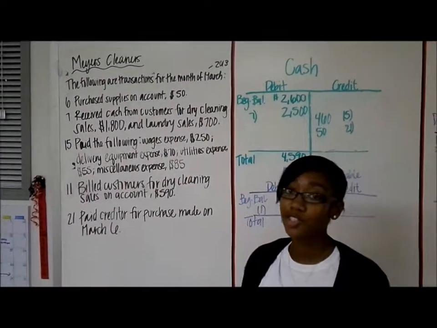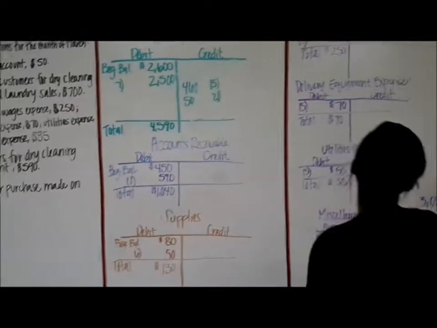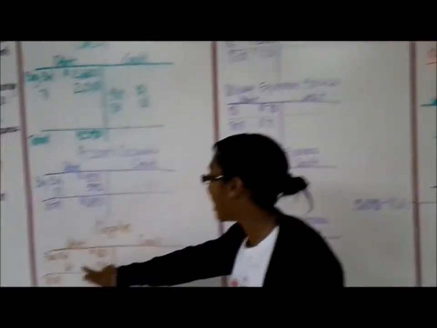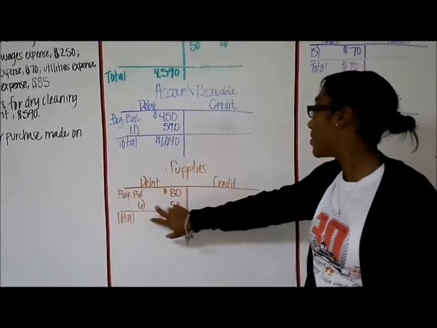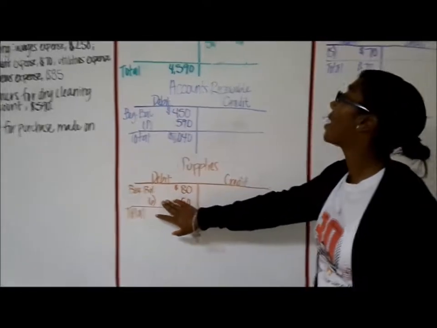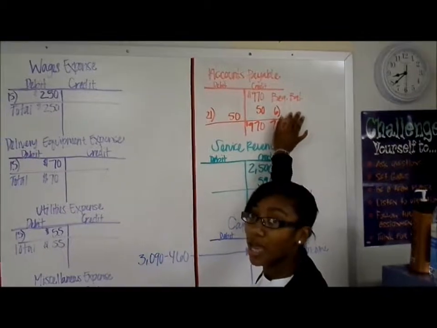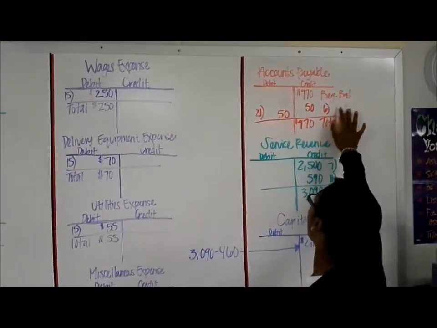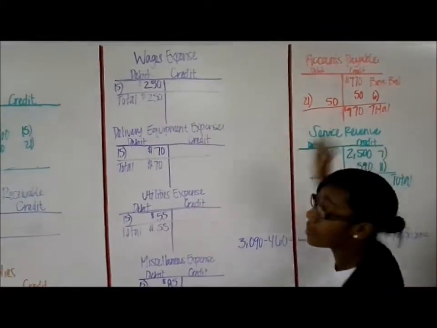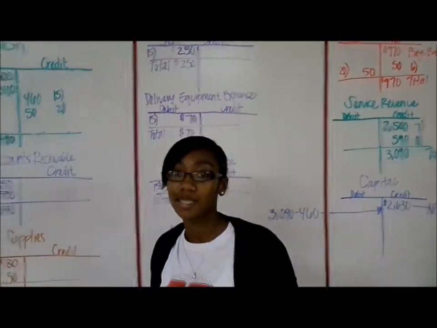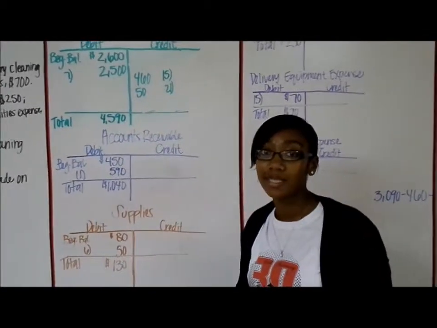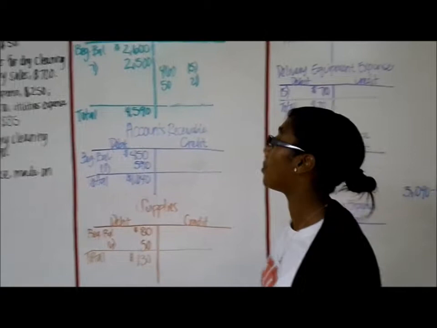So for this first transaction, you are going to debit your supplies account for $50, and then you are going to credit your accounts payable account for $50 because that is the amount that you owe the business that you bought your supplies from.